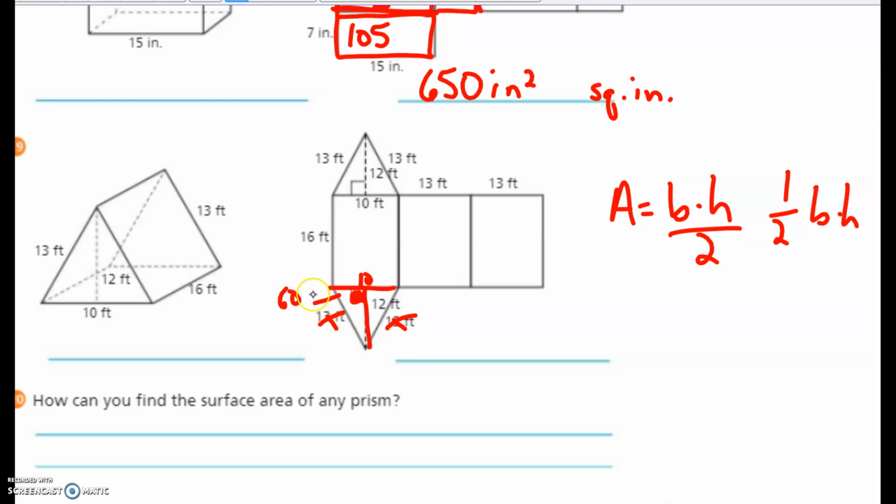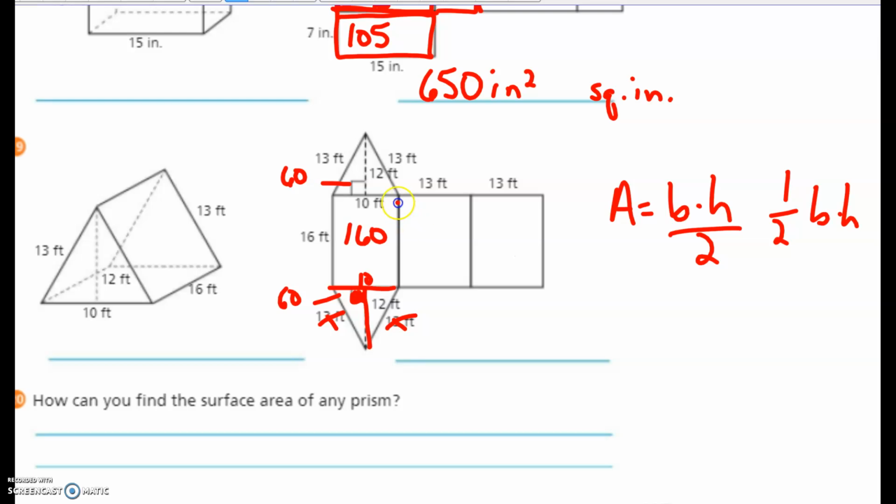So this triangle is 60, and this triangle is identical. Remember, the bases on a prism are the same size, so you don't have to calculate that one. You already know it's 60. In the middle, look at how easy they made this on you. 16 times 10, 160. The last 2 you're going to probably want your calculator on.